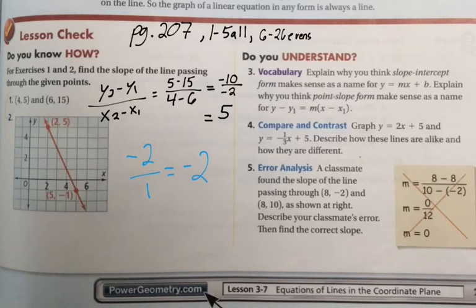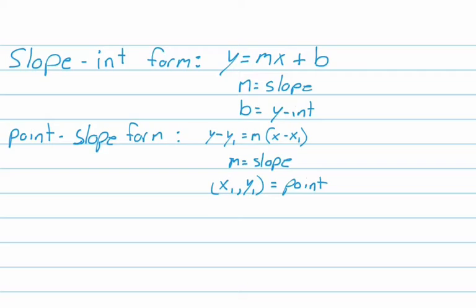So we're going to graph and then compare and contrast. So I'm going to switch the screen here. And I'm going to help you graph this.